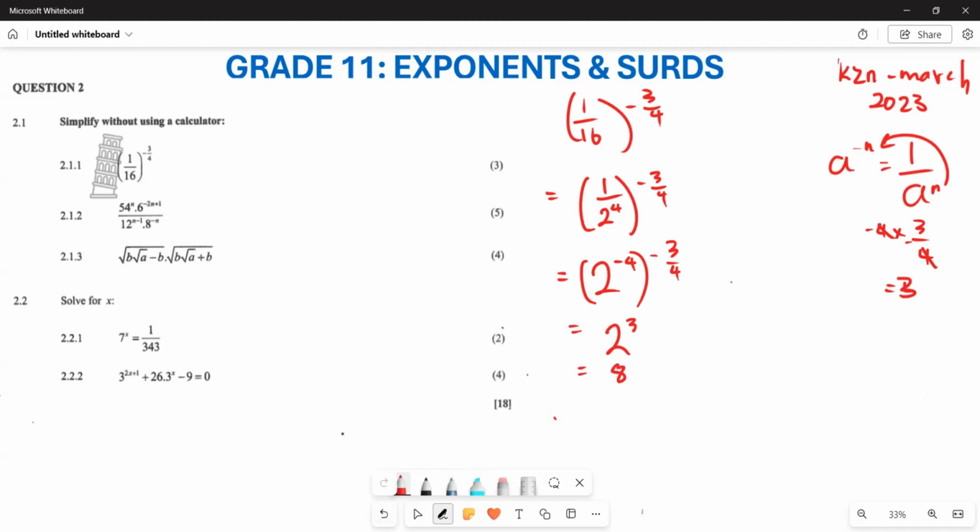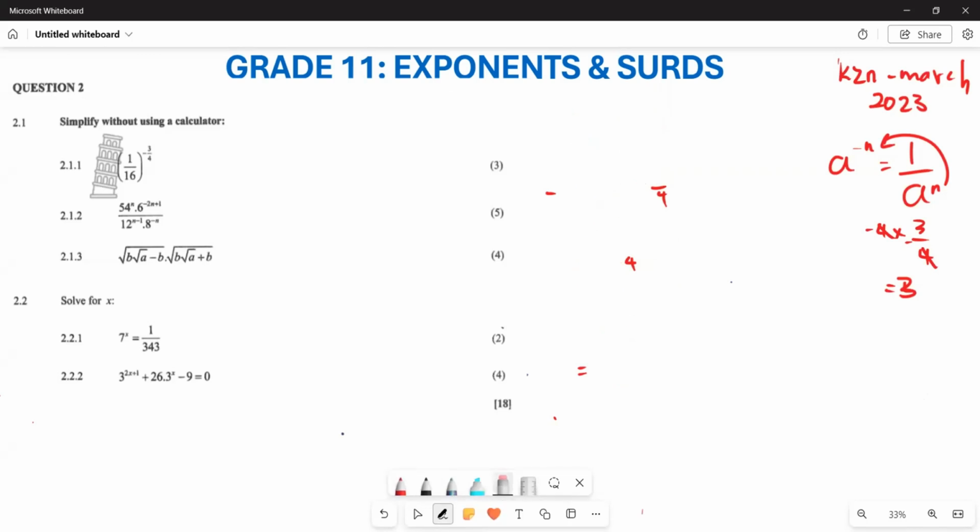Isn't it so? Now let's look at the second one. Here you are given 54 to the power of n, multiplied by 6 to the power of negative 2n plus 1, divided by 12 to the power of n minus 1, multiplied by 8 to the power of negative n. What can you do to solve this one?